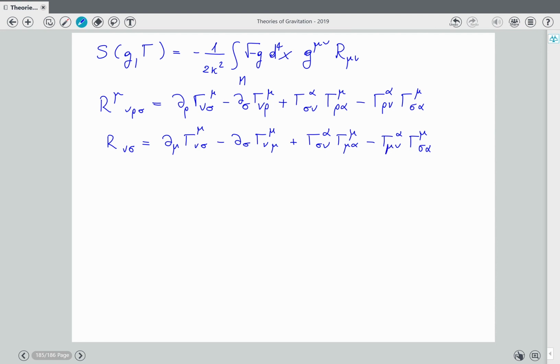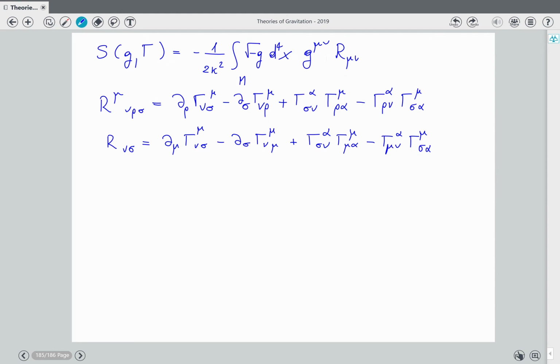So that's the action. You can now study the variation of the action with respect to g mu nu, which gives the Einstein equations, and g mu nu stays here only. You do not touch gamma. Then if you want, you can study the variation of S with respect to gamma, which acts only inside there, and that will give the metric compatibility.